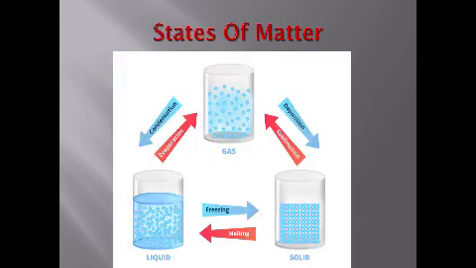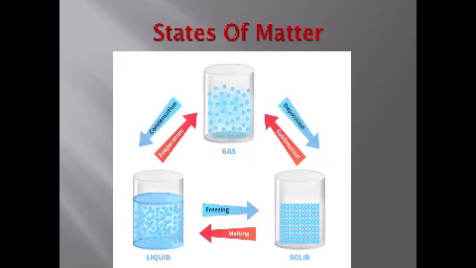In our first slide we will discuss the states of matter. Basically, we are studying the three states of matter. The first one is solid, another one is liquid, and the third is gas. So what is a solid? A solid is a state which has a fixed shape and volume. Particles are tightly packed and vibrate in place. So it is known as a solid.